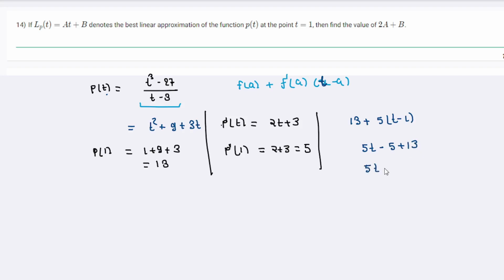So it will be equal to 5t plus 8, and it is equal to at plus b. So b is equal to 8, a is equal to 5. We have to find 2a plus b. So it will be 10 plus 8, which will be equal to 18. So this is the end of question number 14.